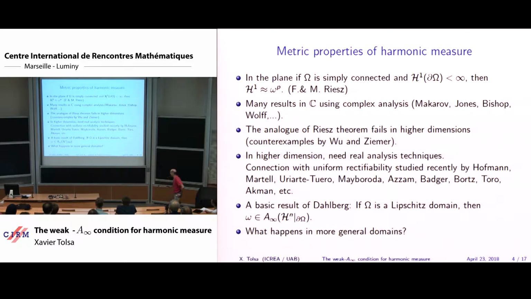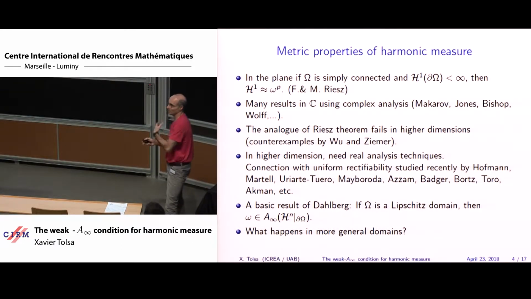And let me say here a basic fundamental result in higher dimensions, or in any dimension, due to Dahlberg. It is a result from 1977. It asserts that if omega is a Lipschitz domain in R^{n+1}, then harmonic measure is an A-infinity weight with respect to surface measure. When I say that harmonic measure is a weight, I mean that the density of harmonic measure with respect to surface measure is a weight.